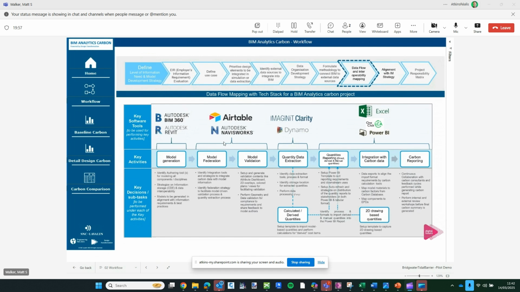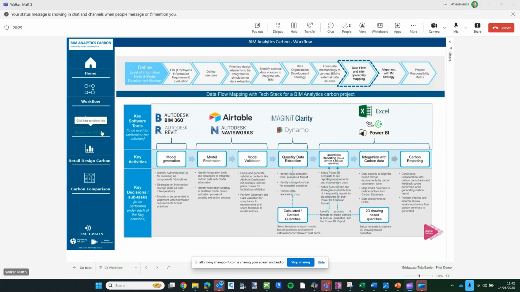So we've used BIM 360 to author our models in Revit. We've federated those in Navisworks. We've built attribute data into our models, which Dynamo uses to extract into Power BI, which informs the dashboards, which I will go into in a second. It's a lot more complicated than that, I think, but as a high-level overview.